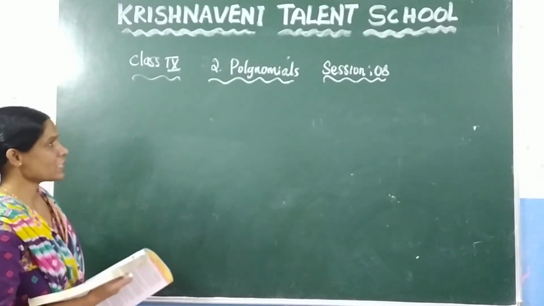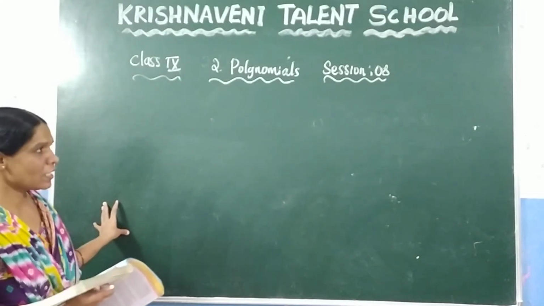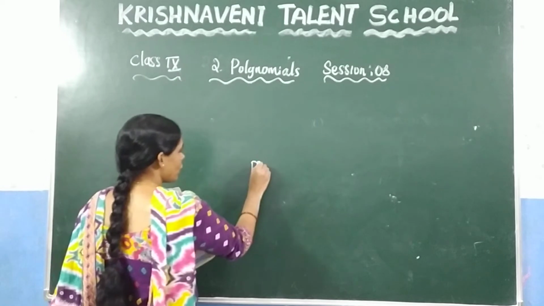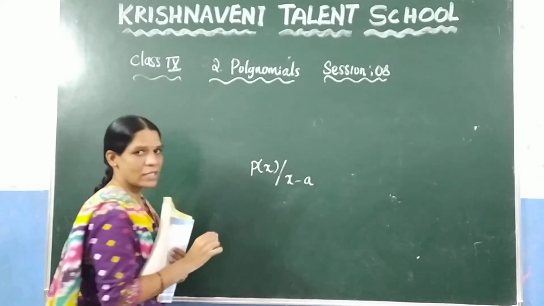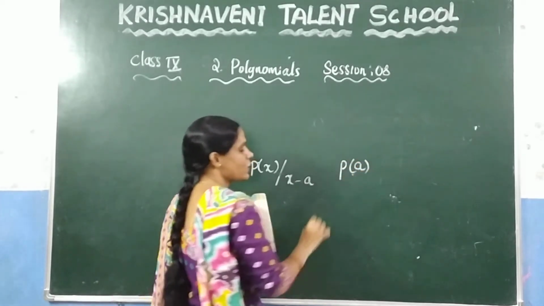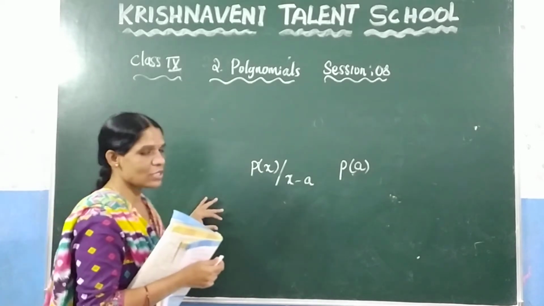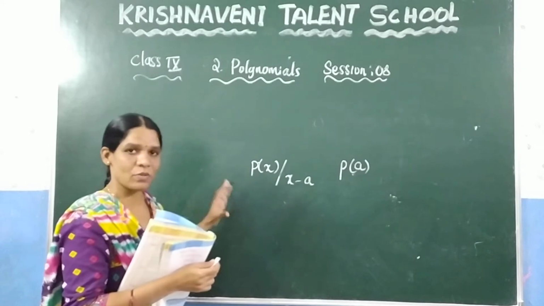In the last session, we discussed dividing polynomials and the remainder theorem. Again, what the remainder theorem says here: if you are dividing a polynomial by a linear polynomial, which is x minus a, the remainder is always p of a. This is what the remainder theorem states. That means, without doing the actual division, you can find the remainder of the given polynomial by using the remainder theorem.